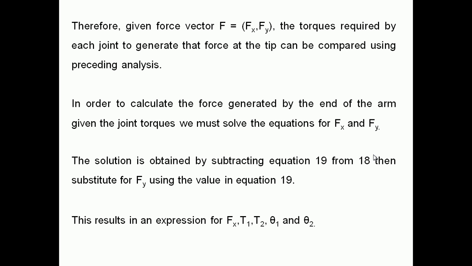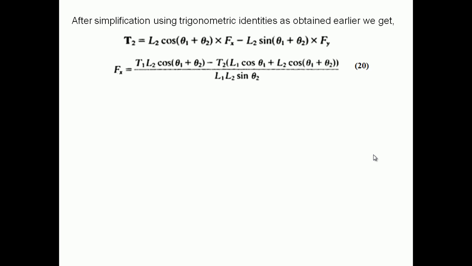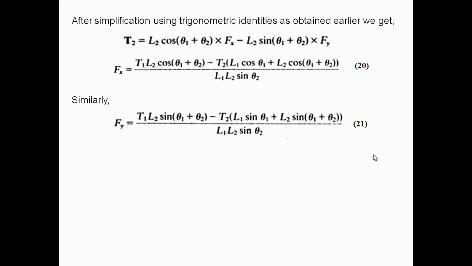So all these things you will get. After simplification, using trigonometric identities as obtained earlier, we get T2 = L2 cos(theta1 + theta2) Fx minus L2 sin(theta1 + theta2) into Fy. Similarly, you will get Fx. So all these relations you have to put in and then solve. The objective is, based on the torques, you are calculating the force. Similarly, Fy. So Fx and Fy you will get based on the torques.